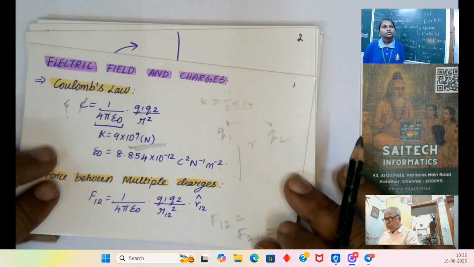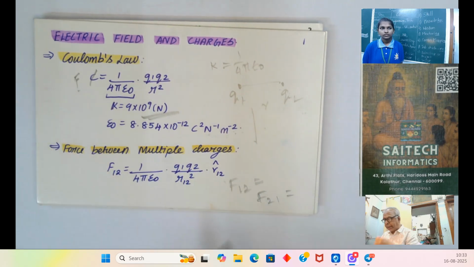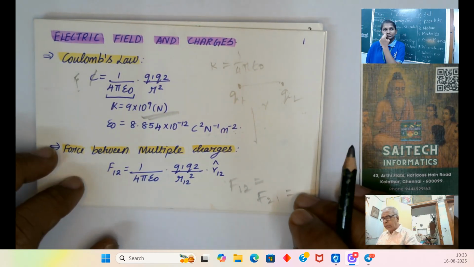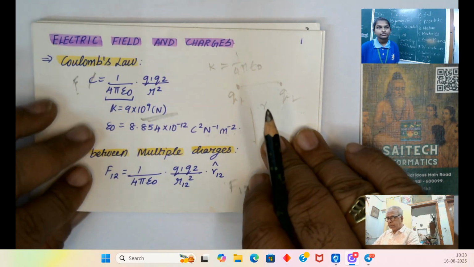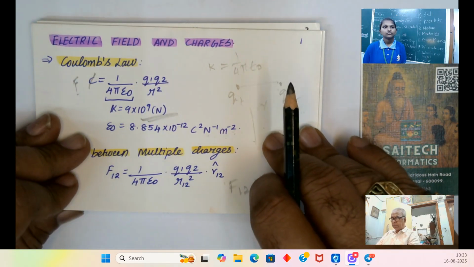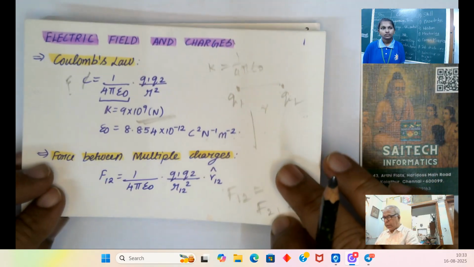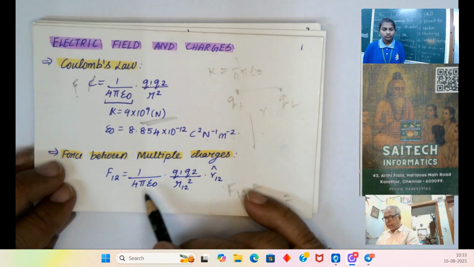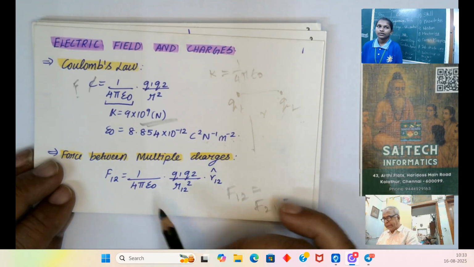Okay. And why you divided by, and what do you mean by this R12 cap? What is that? It's a unit vector. Unit vector. And you could have represented this as a vector also.